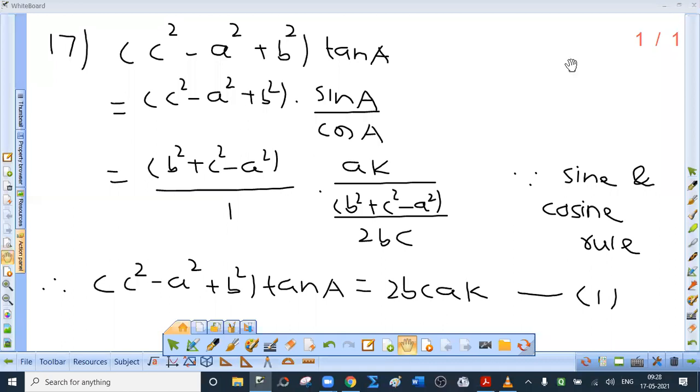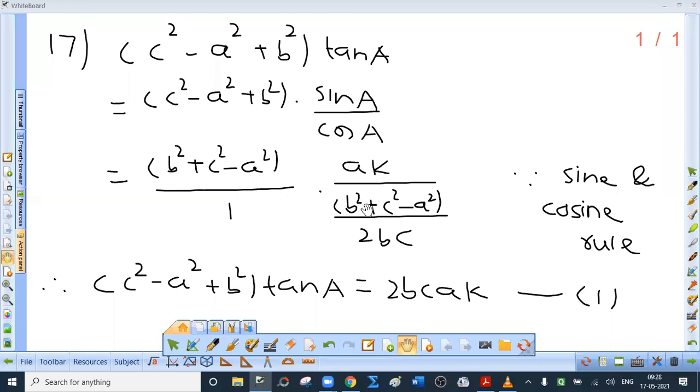17th, with the usual notations, show that (c square minus a square plus b square) tan A equals (a square minus b square plus c square) tan B equals (b square minus c square plus a square) tan C. Now (c square minus a square plus b square) sin A upon cos A, because tan is sin A by cos A. Now use both sine and cosine rules so that sin A can be replaced by ak.